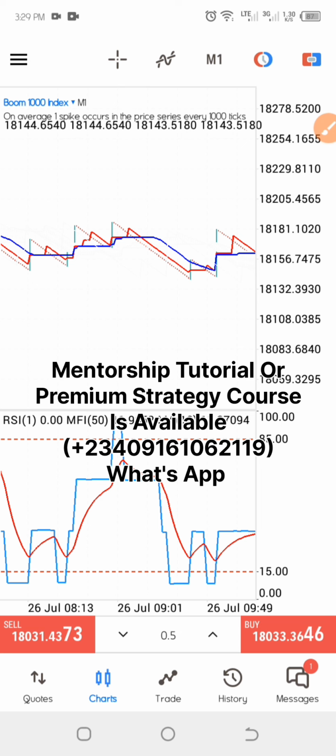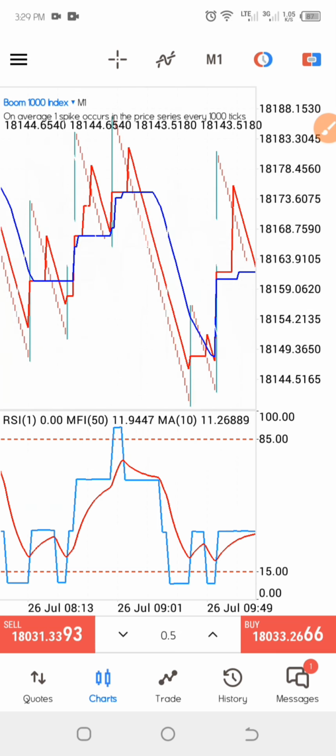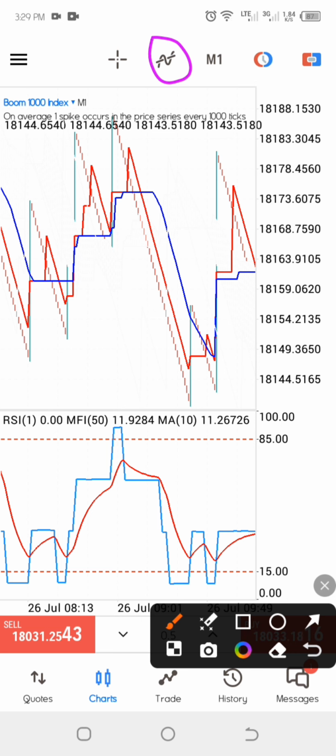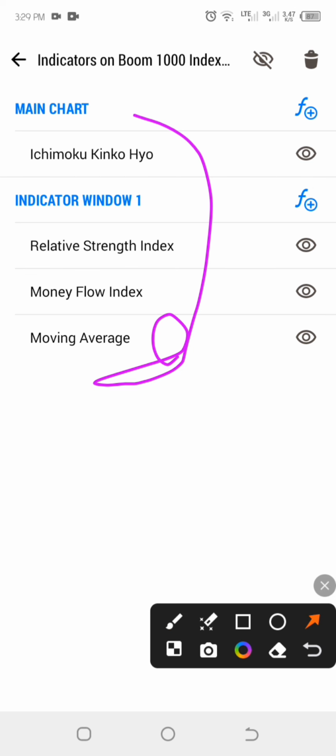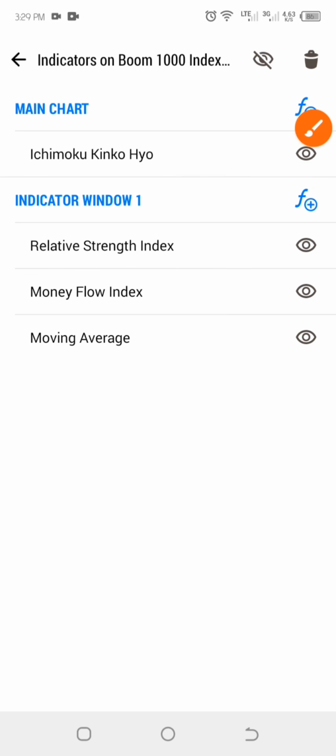Okay, so with that being said, let me show you guys the settings for the strategy. Okay, so talking about the settings of the strategy, you just have to go to where it says add indicator. So these are all the indicators we are going to be using for this strategy. Okay, and the first one is the Ichimoku. So how do we add this up? We click on this F icon at the top, we search for Ichimoku and click on it.